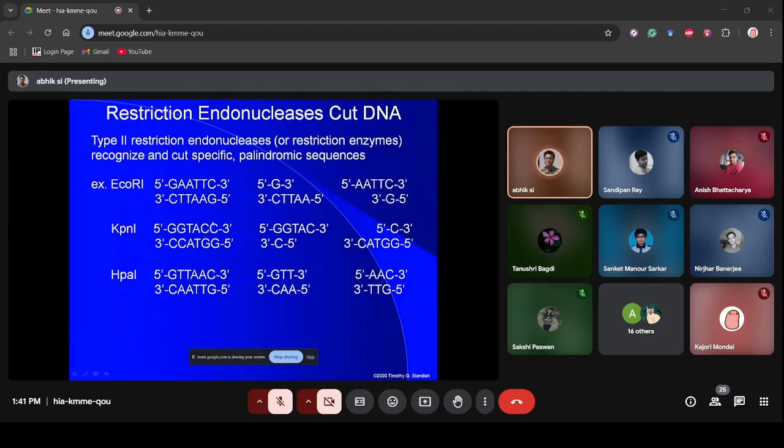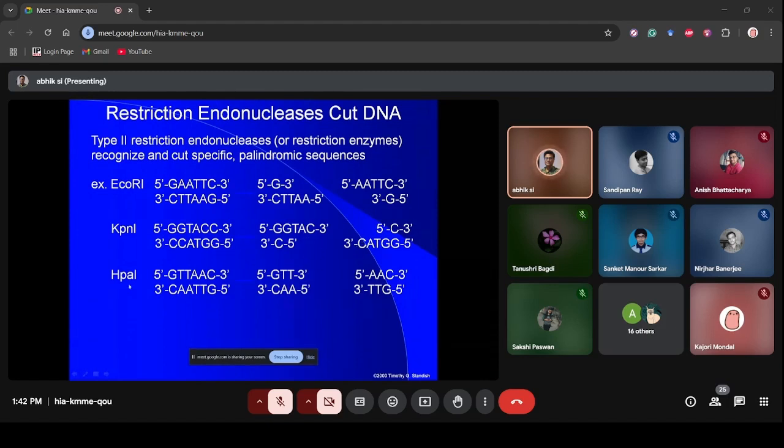In upper strand it is in between C and C, in lower strand it is also in between C and C, and two fragments will be produced. Here the sticky ends are GTAC, and here the sticky ends are CATG, which are complementary to each other, and they will be joined if we allow them.